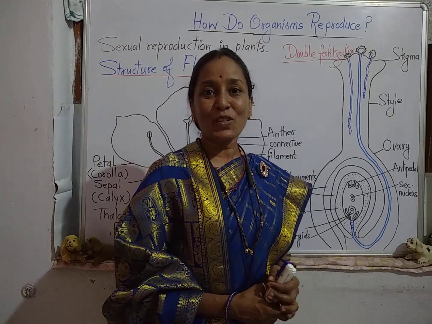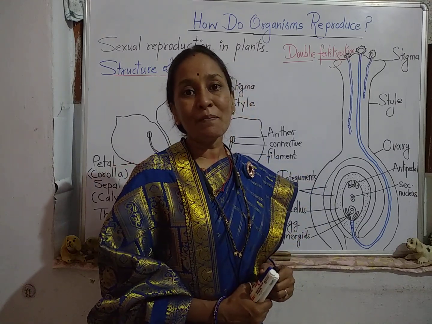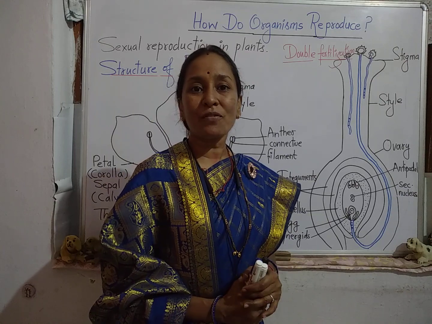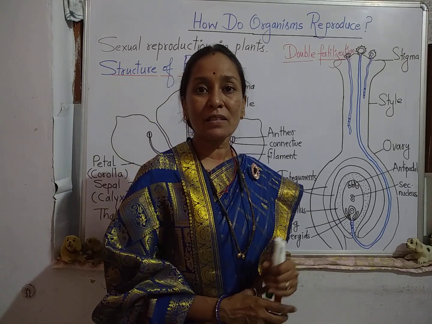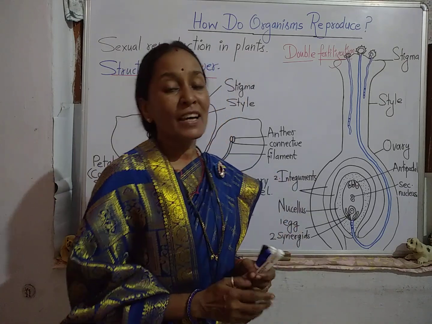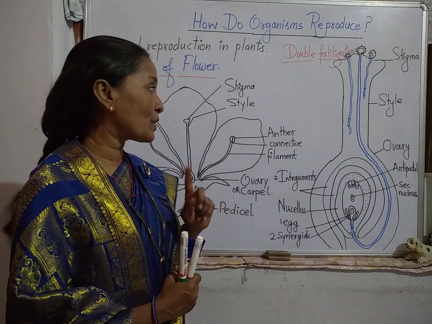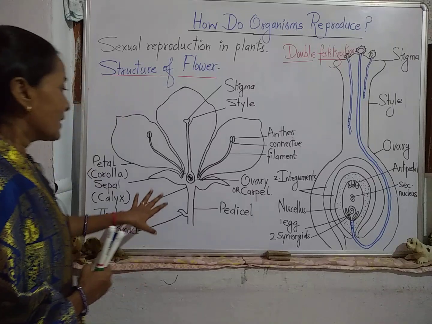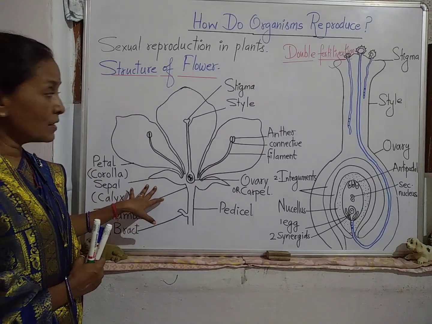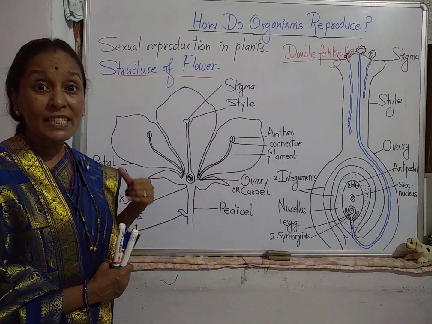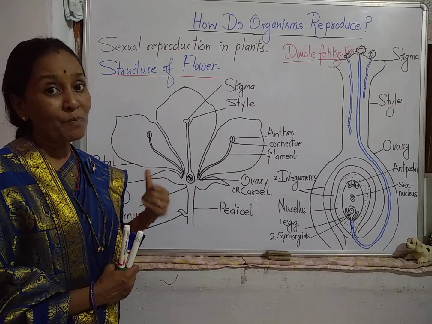I am discussing the topic how do organisms reproduce. This is the topic of 10th standard CBSE pattern, chapter number 8. Let us discuss. Now here I am discussing the topic sexual reproduction in the organism. For that purpose, this is the diagram of flower, because this flower is the structural reproductive part of the plant.